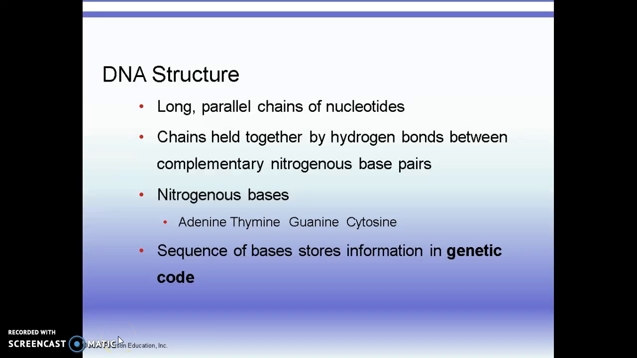You might recall that DNA is composed of nucleotides. It has two chains of nucleotides held together by hydrogen bonds. The nitrogenous bases are held together in a complementary fashion. That is, adenine is always bonded to thymine, and guanine is always bonded to cytosine. And it's the sequence of nitrogenous bases that holds the genetic code.